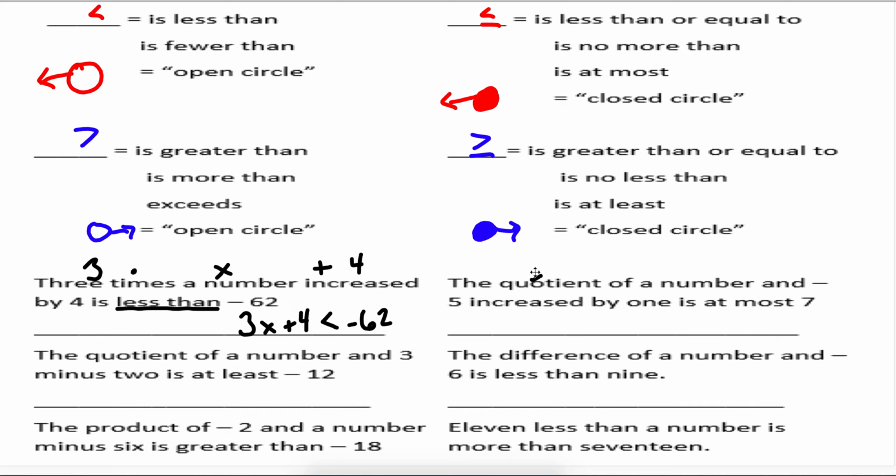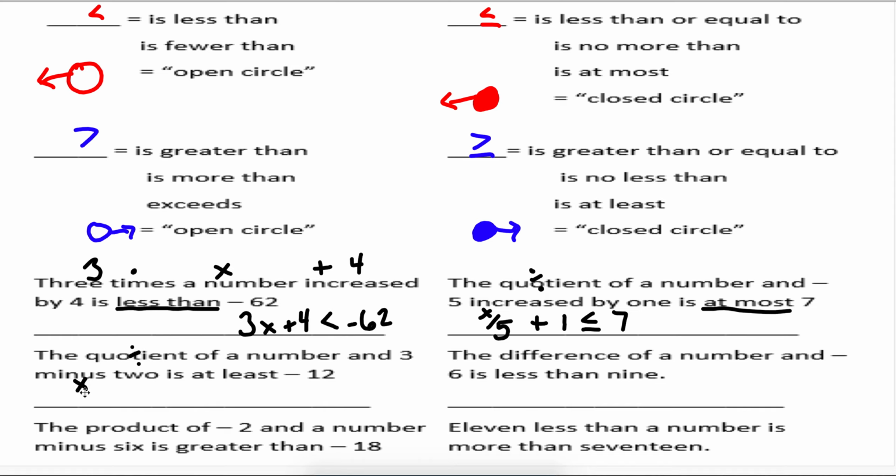Quotient. What does quotient mean? That's right. It means division. The quotient of a number and 5 is increased by 1. And it's at most is our key phrase here, 7. So where's at most on our key phrases? Right here, at most. So we are looking at less than or equal to 7. Pretty good. Quotient again, division.